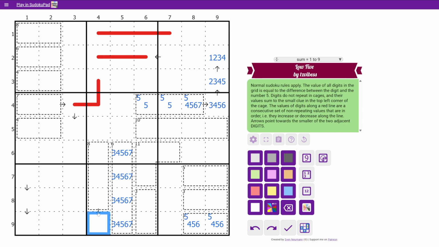And this is lower than that number. This cannot be a 9. Or wait, arrows point, oh yeah, towards the smaller. Yeah, so this cannot be a 9. 9 would have a value of 4. I guess that could definitely go in one of those. Nine could go in there as well.